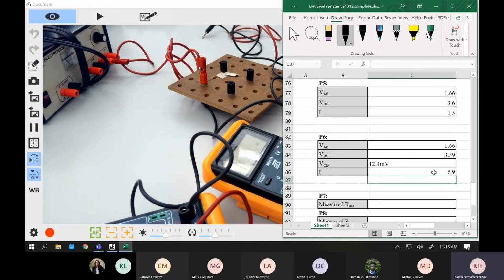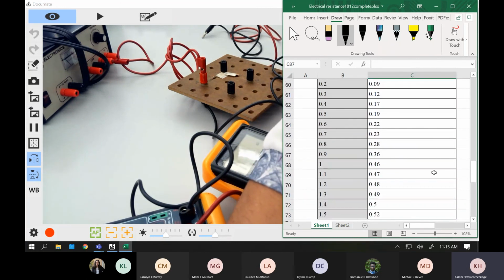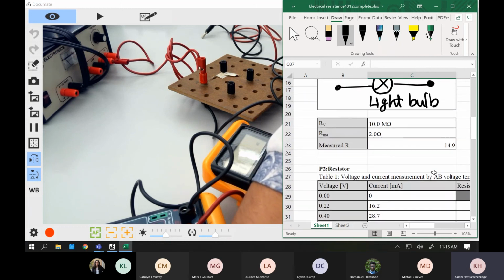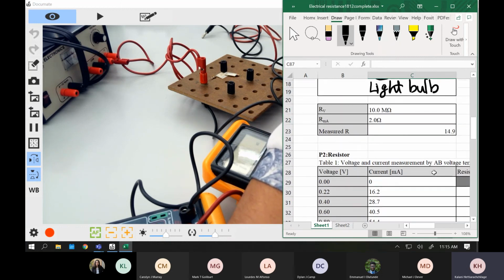What was the measured resistance? Measured resistance in my case, with it all the way to the top, you mean? Yeah. 14.9.